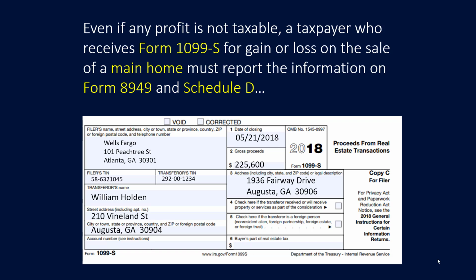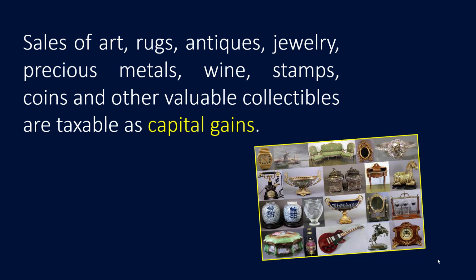Even if any profit isn't taxable, a taxpayer who receives Form 1099-S for gain or loss on the sale of a main home must report this information on Form 8949 and Schedule D on the tax return. Sales of art, rugs, antiques, jewelry, precious metals, wine, stamps, coins, and other valuable collectibles are also taxable as capital gains.